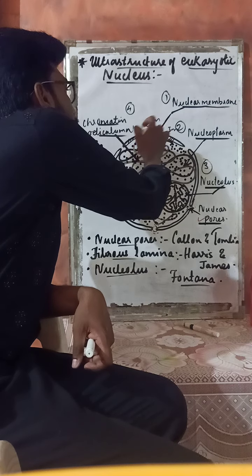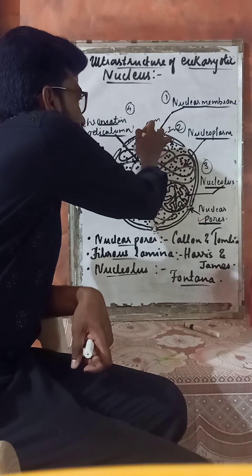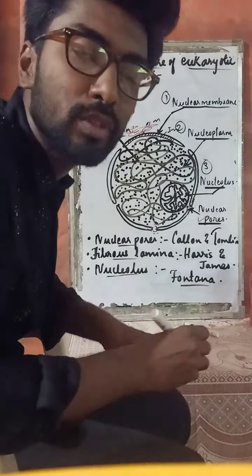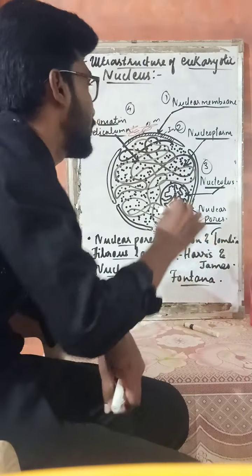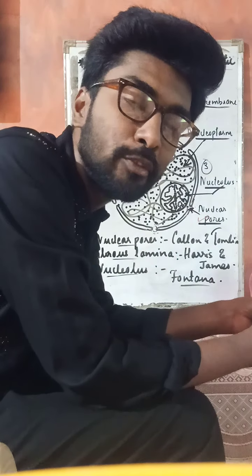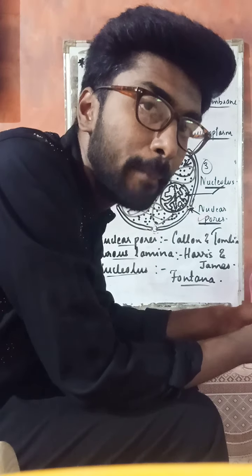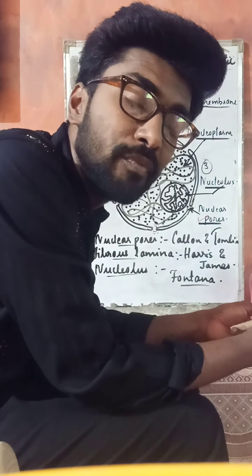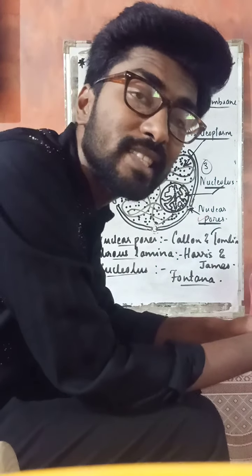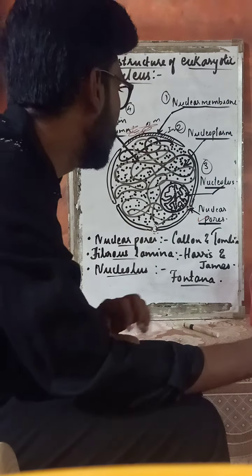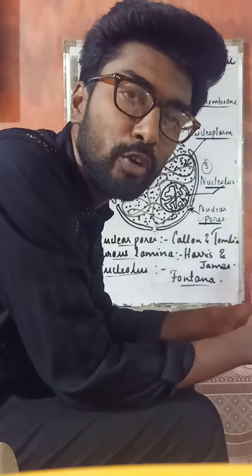Outer nuclear membrane will be attached to the endoplasmic reticulum, whereas the inner nuclear membrane will be attached to the dense network called fibrous lamina. Fibrous lamina for the very first time was discovered by the scientists Harris and James. That's all about your nuclear membrane.